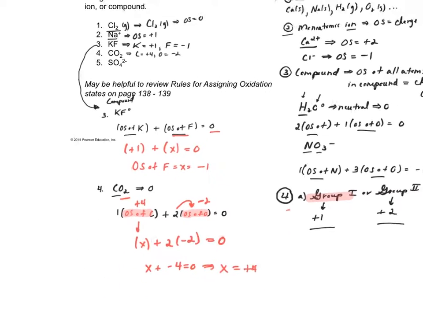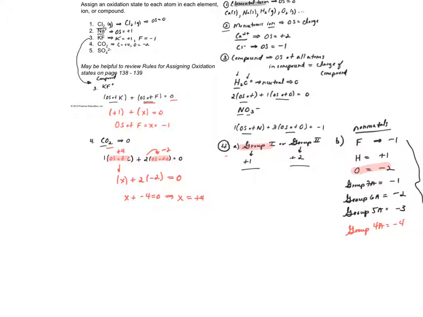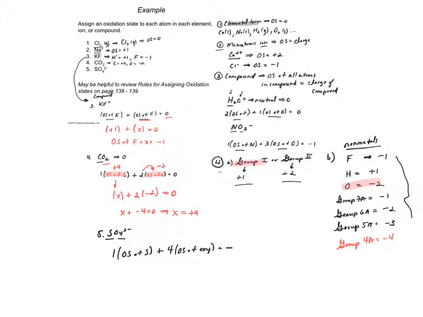And then for the last one, same exact thing, except now we're dealing with a charged molecule, right? So I'm going to take my little 5 down here. We've got sulfate. So again, rule 3 has to be obeyed. So there's 1 sulfur, so 1 times the oxidation state of sulfur, plus there are 4 oxygens, so 4 times the oxidation state of oxygen, has to equal the overall charge of the molecule, which ends up being 2-, minus 2.